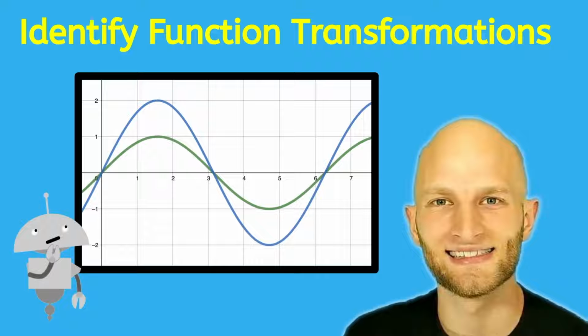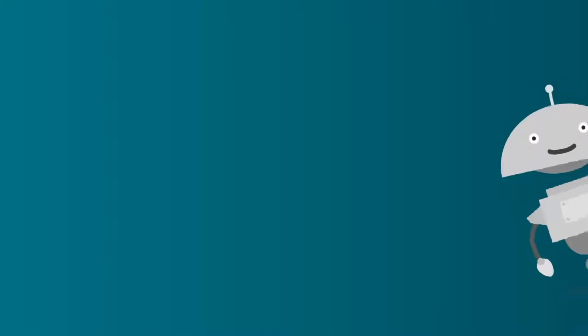For example, right now you're looking at two different sine curves. We'll also look at quadratic functions, cubic functions, square root functions, and others, all with the goal of trying to figure out what type of transformation we applied to the green curve in order to get the blue curve. Here we go.